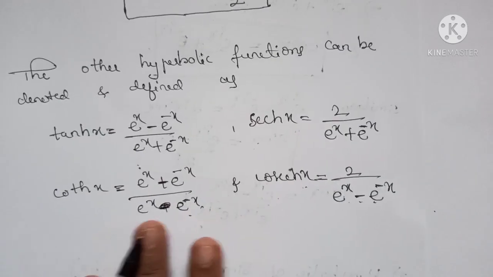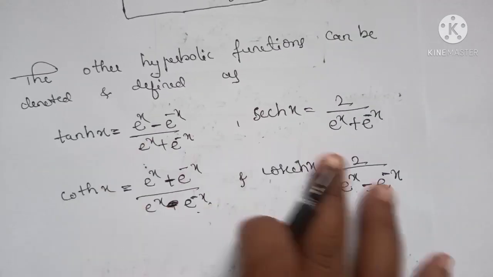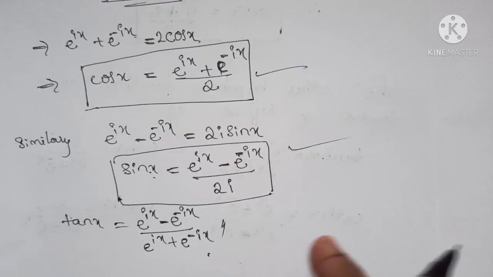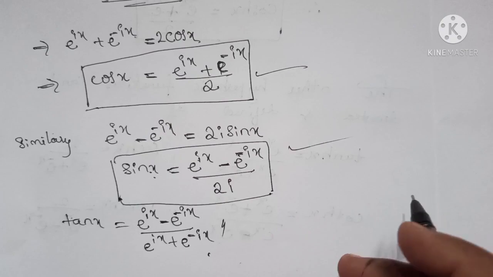These are the hyperbolic functions. Now let us see what is the relation between hyperbolic functions and circular functions. So these are the hyperbolic functions and these functions are known as the circular functions. Now let us relate hyperbolic and circular functions.